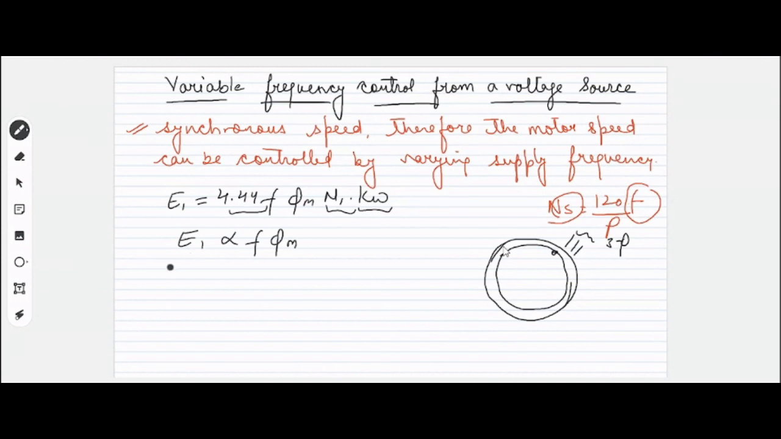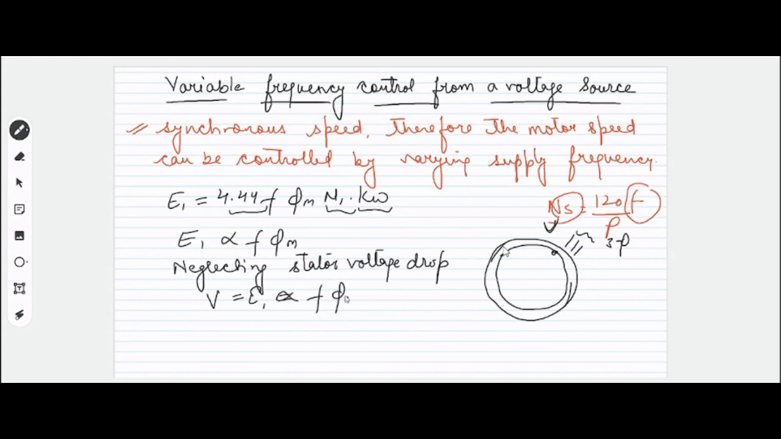If we neglect the stator voltage drop, then E1 will be equal to V1, the applied voltage. Yes or no? So if we neglect this, your V will be equal to E1, and that is proportional to f phi. So from here, can we write this as V by f is proportional to phi?